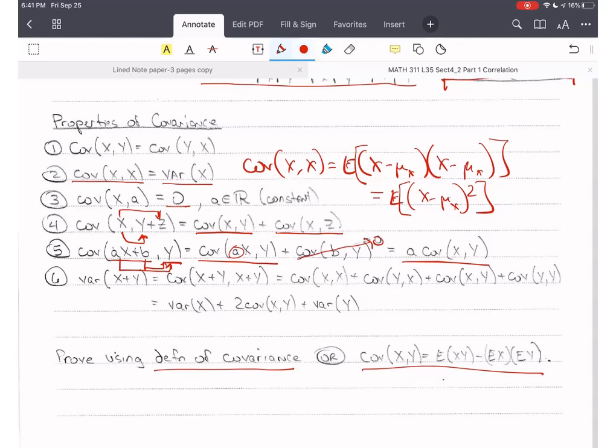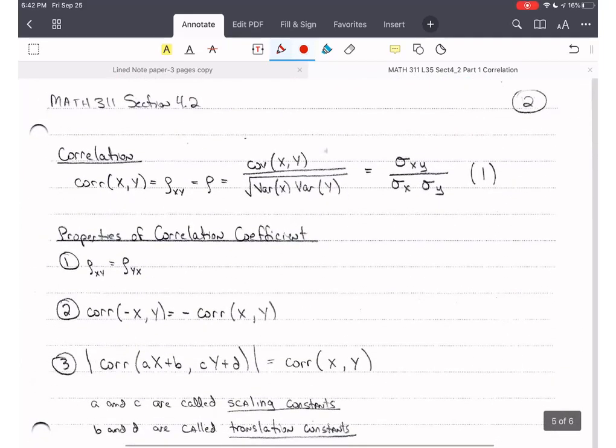Then the variance of X plus Y is equal to the covariance of X plus Y with itself, X plus Y. And so again, I can do a distribution: X with X, and then X with Y, and then Y with X, and then Y with Y. So we have 4 terms here. The first is the variance of X, the last is the variance of Y, and the middle ones are the covariance of X and Y. So we have the variance of X plus 2 times the covariance of XY plus the variance of Y. That's going to be handy for us in the future.